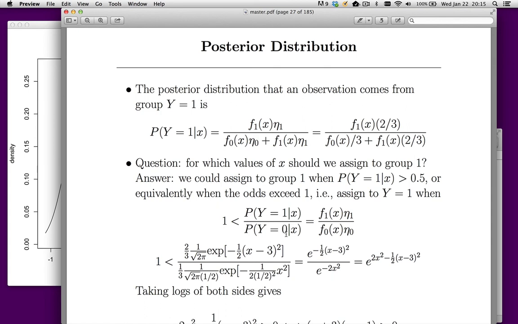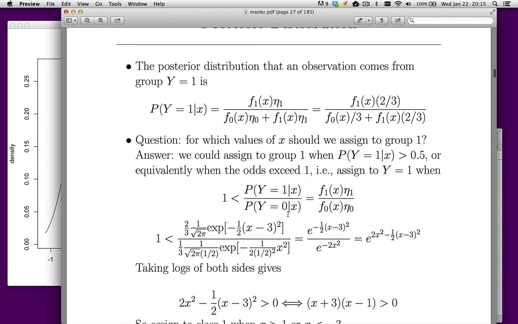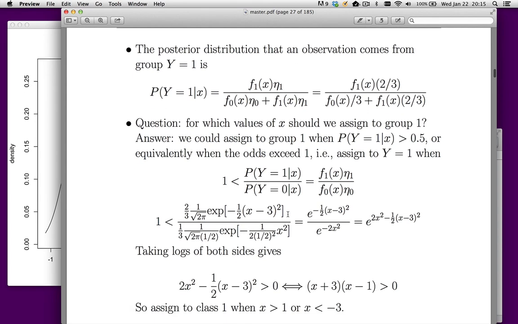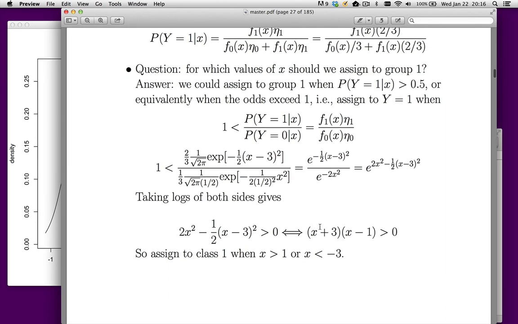Now, there's a variety of ways that you can answer this question algebraically. I decided to work with odds. So whenever the odds exceed 1 is an equivalent way to formulate the problem. I suppose you could just do it directly also: is one posterior probability greater than the other? Regardless of how you do this, you would do a little bit of algebra, and you end up with a quadratic, which is kind of curious. Now let's take a look at this quadratic.